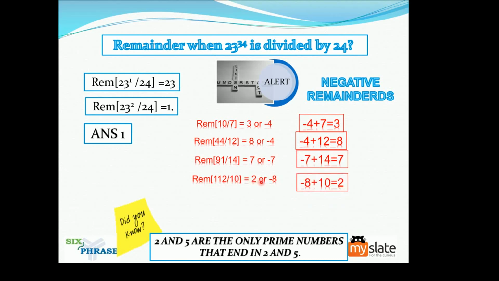Now, why did I talk about negative remainders? This problem can be solved using negative remainders. Because if you use negative remainders, you don't need to do 23 square, which is a difficult thing to do. I understand, 23 square is 529, not everybody knows it. So we can avoid that if you know this method.